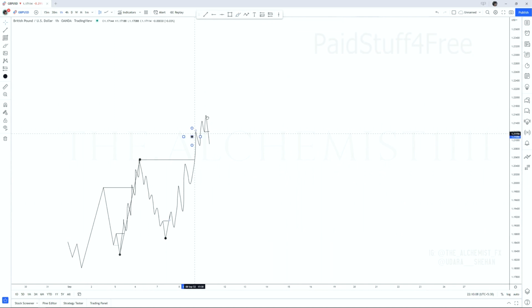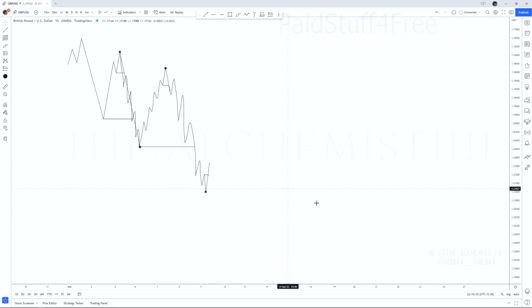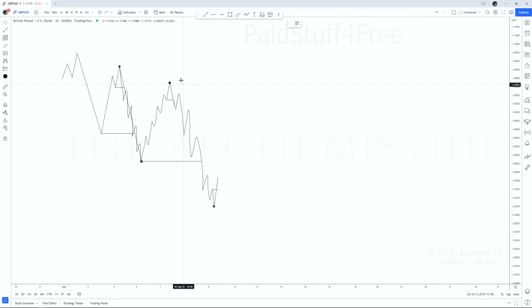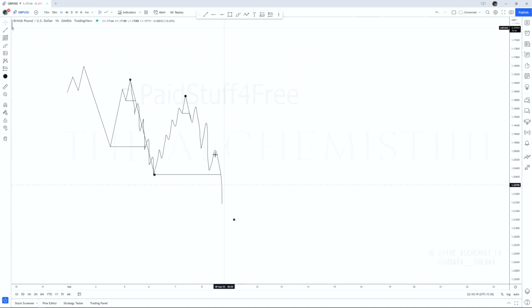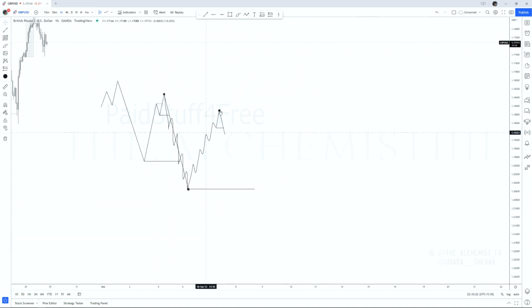So same thing in the opposite way. Okay, so what is this? What's the major breakout structure we have in here? Bearish, right? So the major breakout structure is bearish. So yeah, let me delete this. The major breakout structure we have is bearish.